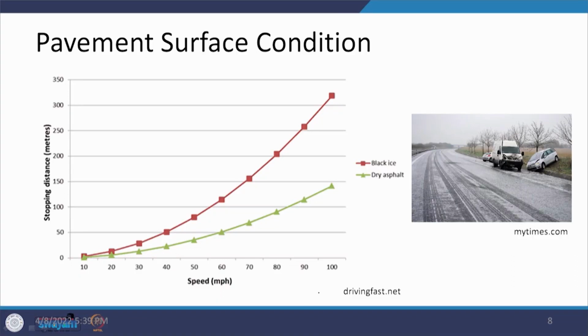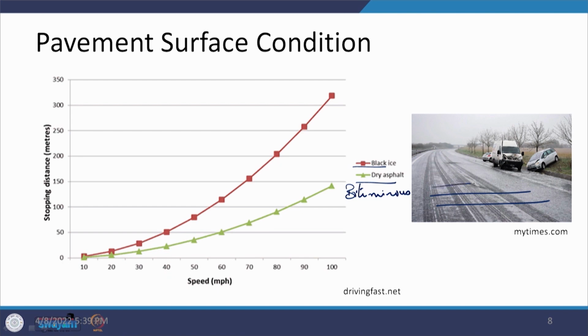Let us look at the effect of the pavement surface condition. Here the pavement surface condition is being talked about in terms of the dry asphaltic surface or bituminous surface, or you can say the blacktop surface. And another one is shown on the other side in the photograph, where the snowfall has been there and then slowly that snow has settled down, and now it can be treated as black ice, which is there in terms of crystals at the top of the surface.